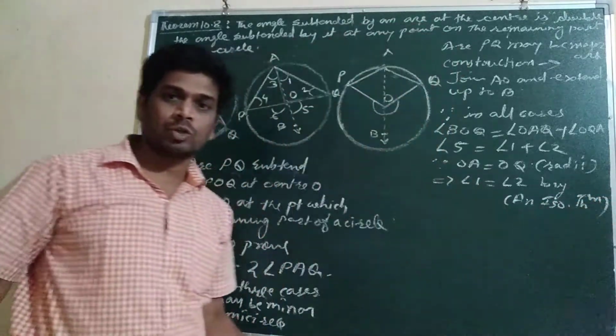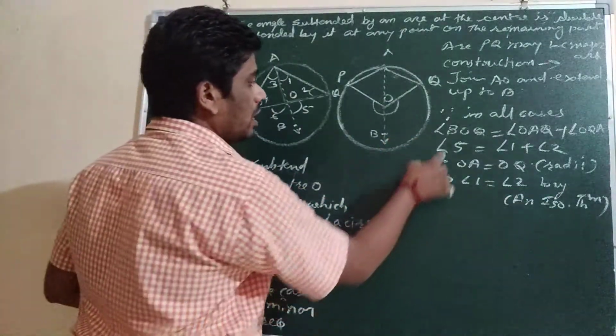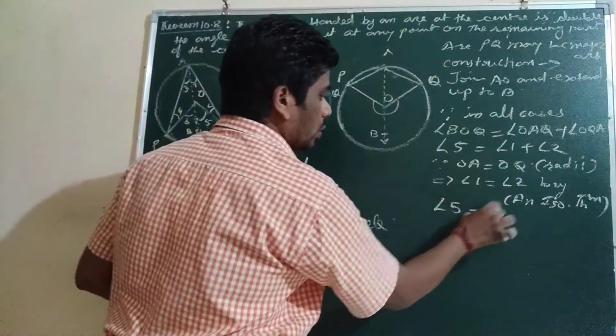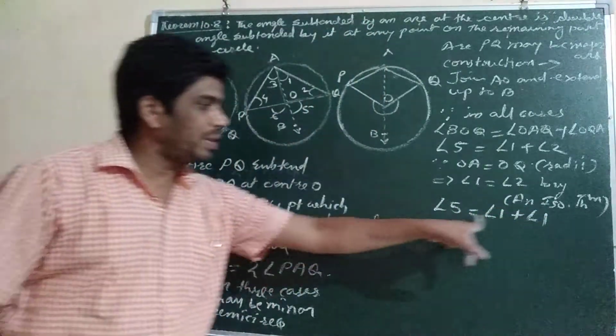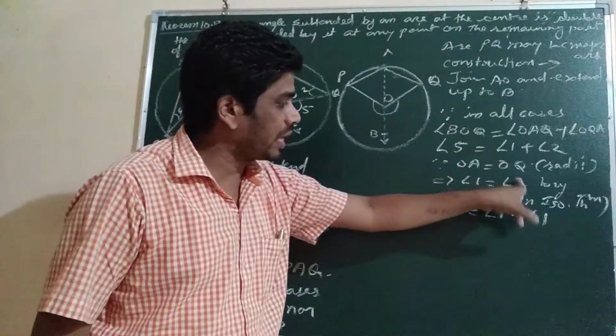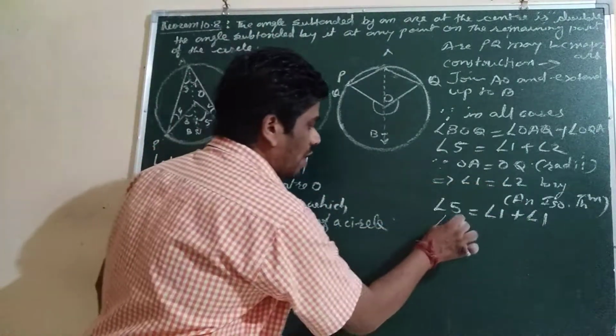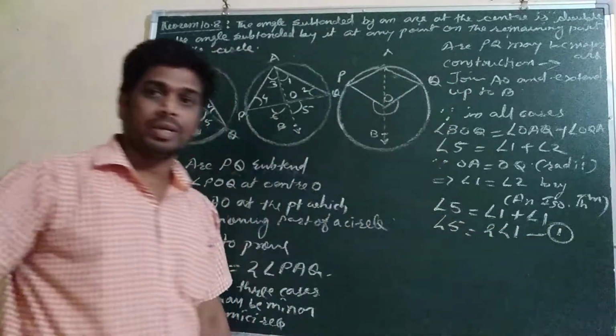Okay, by the isosceles theorem, angle 1 will be equal to angle 2, which means angle 5 will be equal to angle 1 plus angle 1, because angle 1 is equal to angle 2, so 2 also we can replace by 1. So angle 5 we will write here as 2 times angle 1. This is equation 1.